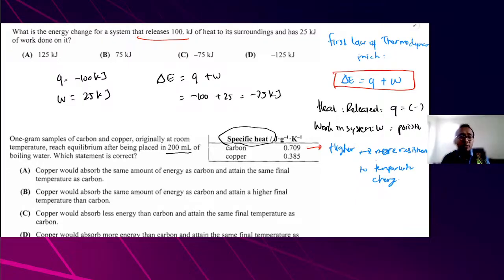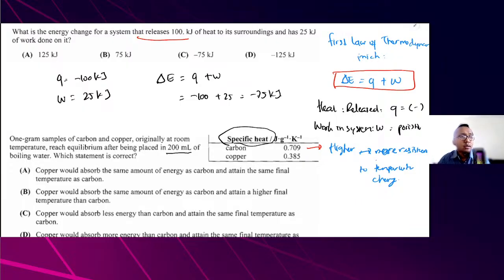The second concept is that when both samples reach equilibrium in boiling water, they will end up at the same final temperature. Now let's break it down one by one.